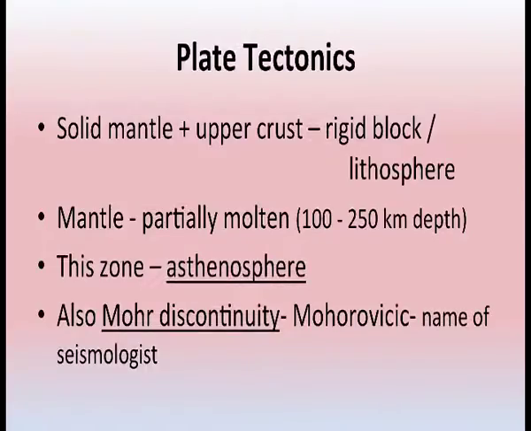Now we will be learning about plate tectonics. So there is solid mantle and upper crust, and these form the lithosphere, or the rigid block on the earth's surface. The magma is partially molten and the upper solid block is floating above it. This molten magma zone is known as the asthenosphere, which is 100 to 250 kilometers in depth. It is also known as Moho discontinuity, named after a seismologist called Mohorovicic.